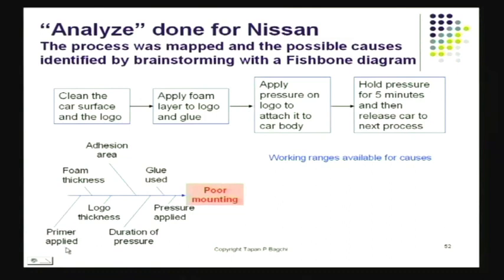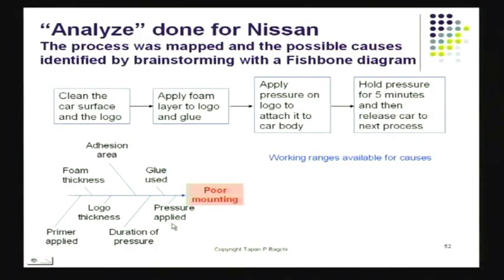The primer applied, the primer that was applied on the surface of the car, that also is something that could have caused the logos falling off. The thickness of the logo and perhaps its weight also. The duration of pressure, did I hold it for 5 minutes or 2 minutes or 1 minute? Then of course the amount of pressure that I applied in making sure that the logo is held tightly against the body of the car. That's also something that could be a factor that could be contributing to this.